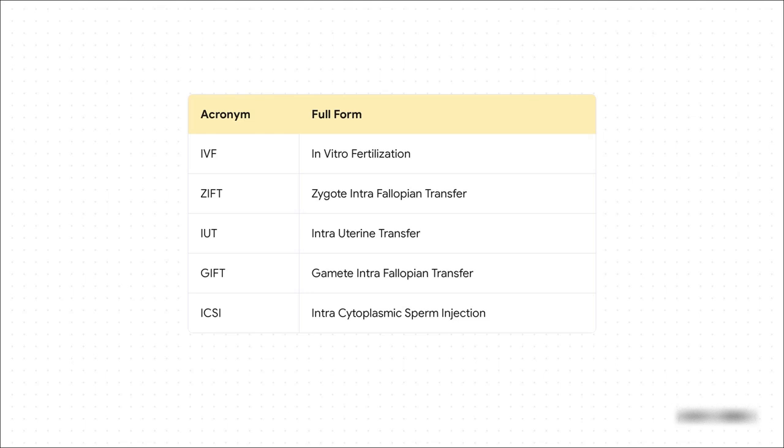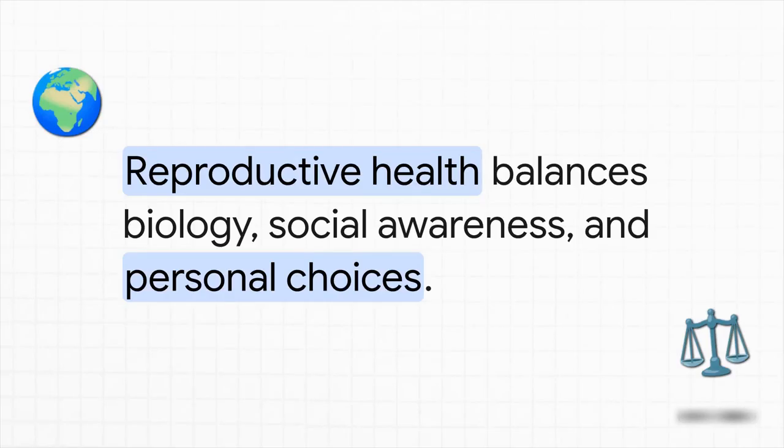Each of these acronyms is just a highly specialized way that science steps in to overcome biological reproductive barriers. So, bringing it all together, reproductive health isn't just some abstract chapter in a biology textbook. It is the ultimate balance between our biology, our social awareness, and our personal choices. When we educate ourselves on everything from contraceptive tools to advanced medical technologies, we aren't just shaping our own personal well-being. We're actually dictating the demographic future and the overall health of our entire society.